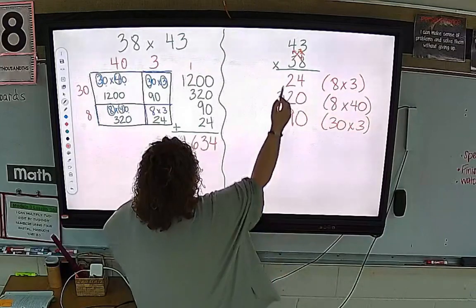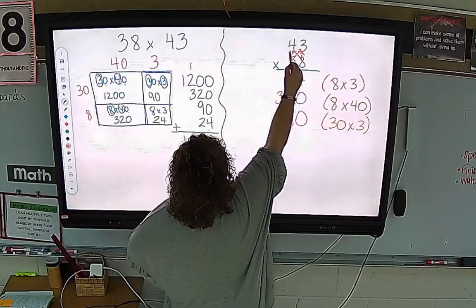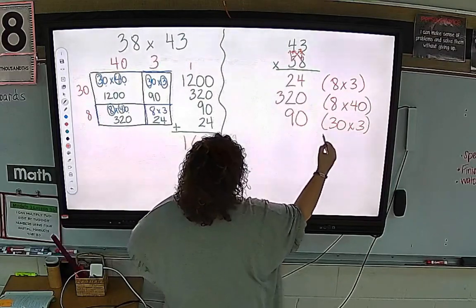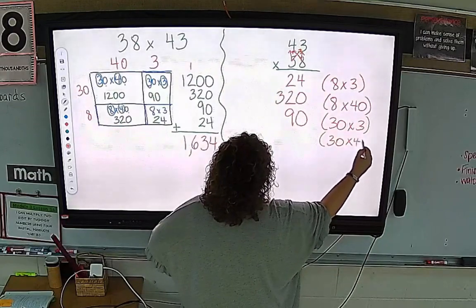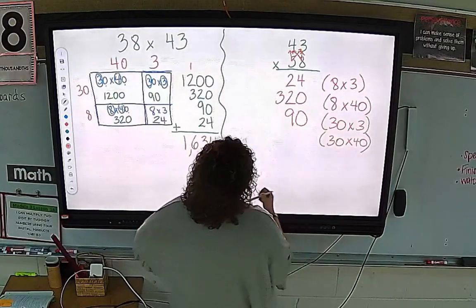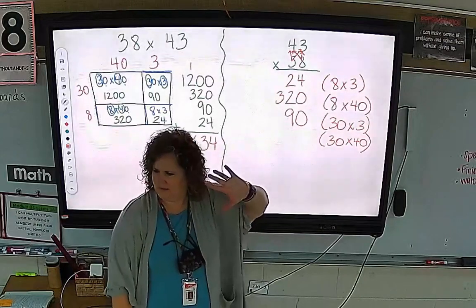And then 3 times 3. And it's actually not a 3. This is a 30 times 40 because the 4 is in the tens place. So 30 times 40, and that equals. Now, this one gets hard. I hate when this happens.